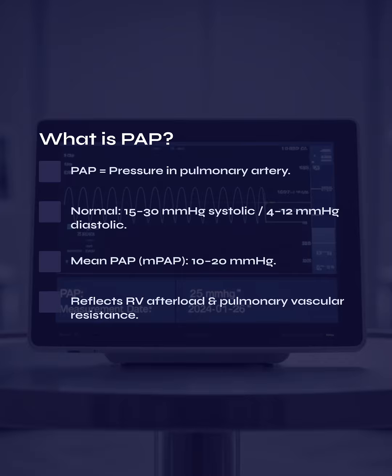Pulmonary artery pressure is the pressure within the pulmonary artery. Normal systolic pulmonary artery pressure is 15 to 30 millimeters of mercury, diastolic 4 to 12 millimeters of mercury, and mean pulmonary artery pressure between 10 and 20 millimeters of mercury. Pulmonary artery pressure reflects the afterload faced by the right ventricle and is directly influenced by pulmonary vascular resistance. Persistent elevation of mean pulmonary artery pressure above 20 millimeters of mercury defines pulmonary hypertension.